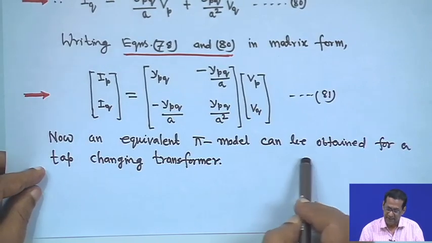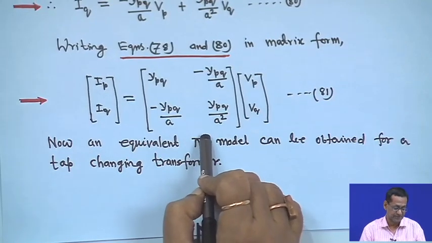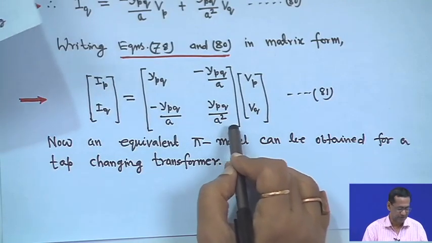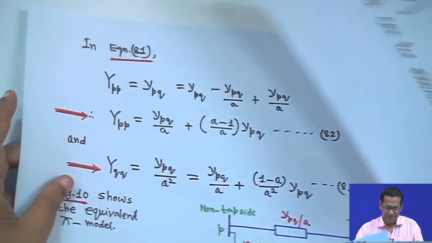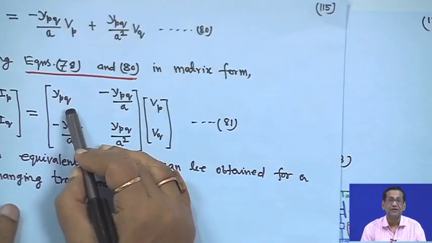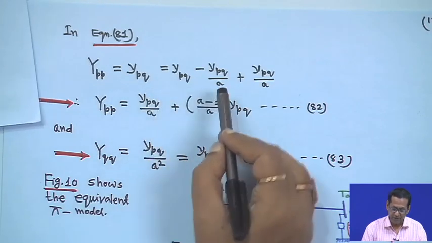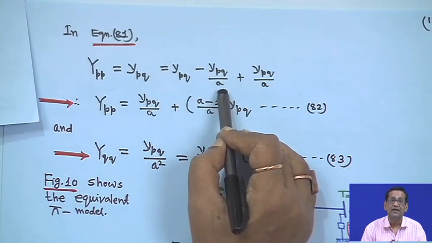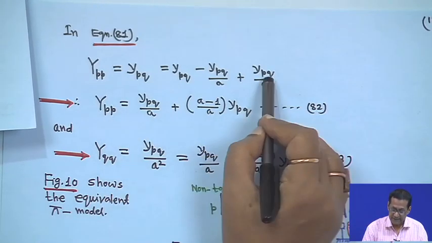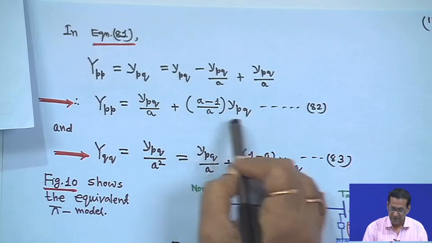Now, we have to obtain from this equation an equivalent pi model for the transformer. How will we do this? What one can do is, look, this YPP, the diagonal element, the first one, is equal to YPQ. So, YPP is equal to YPQ. Now, what you do, you subtract minus YPQ upon A, then add YPQ upon A. In that case you will get YPP is equal to YPQ upon A plus this one you take A minus 1 upon A YPQ.